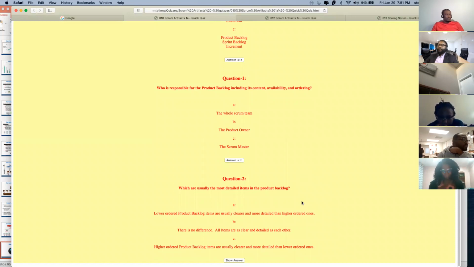Next one, which are usually the most detailed items in the product backlog? Remember the product backlog iceberg. A, lower order product backlog items are usually clearer and more detailed than higher ordered ones. B, there's no difference. All items are as clear and detailed as each other. C, higher order product backlog items are usually clearer and more detailed than the lower ordered ones. A, B, or C?